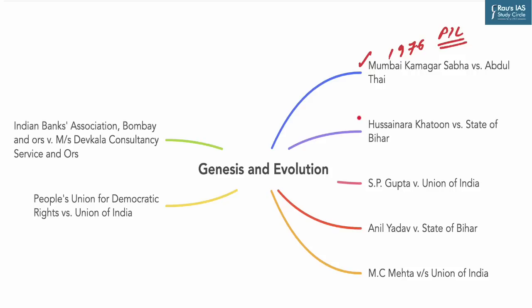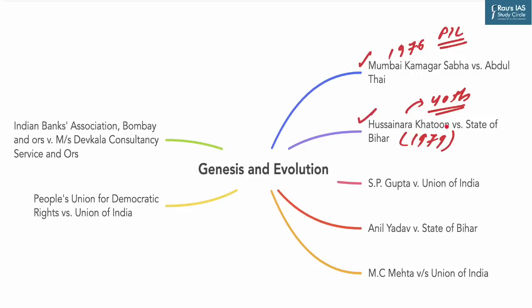Then another landmark case was Hussain Ara Khatun versus State of Bihar in the year 1979, which focused on the inhumane condition of prisoners and undertrial prisoners and resulted in the release of more than 40,000 undertrial prisoners. It was the first PIL case to be reported. These prisoners had been denied the fundamental right to speedy justice, thus bringing the right to speedy justice into the mainstream of debate.